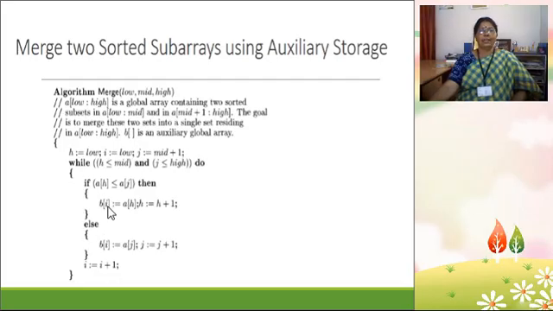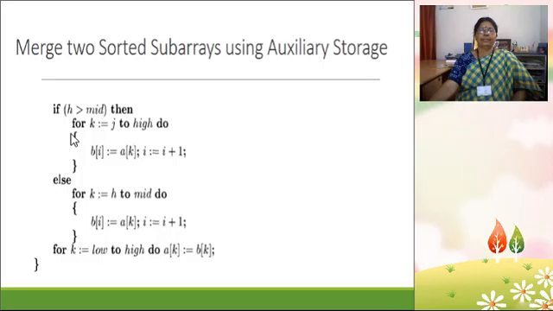Otherwise, if A of h is less than or equal to A of j, then the smallest element is in the first subarray. In case the condition is not true, it implies the smallest element is in the second subarray. So the smallest element from the second subarray is copied to B. And we increment the counter, i is equal to i plus 1, and then we move on. Likewise, we compare all the elements from the two subarrays.